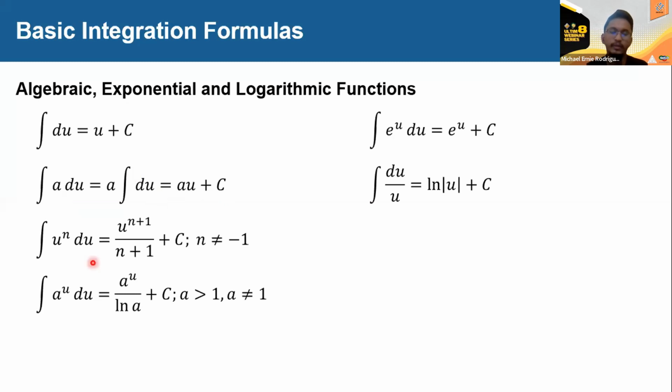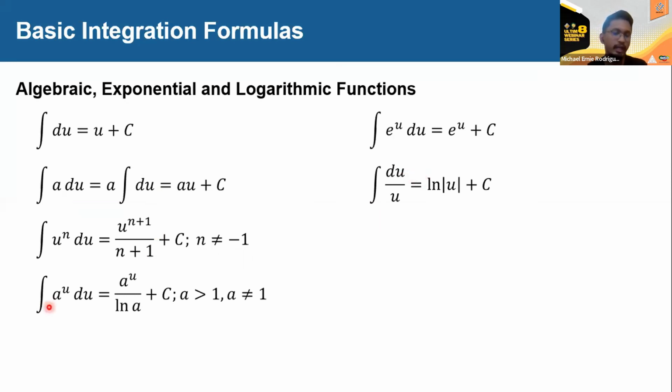And then we have the formula for u raised to n du. So we have u raised to n plus 1 over n plus 1 plus c. Take note, yung n natin dito dapat not equal to negative 1. Okay? Kasi kung magiging equal to negative 1, we will use this formula. Okay, yung du over u.